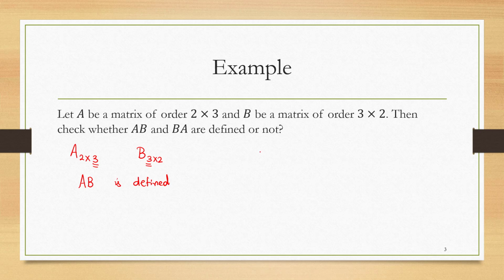Now let's talk about BA. B is of order 3 cross 2 and A is of order 2 cross 3. Now writing like this, again the number of columns in the first matrix is the same as the number of rows in the second matrix. So yes, BA is also defined. But we can further observe that the order of AB will be the remaining two terms, 2 by 2, and the order of BA will be 3 by 3. So AB and BA are not equal. They have different orders.